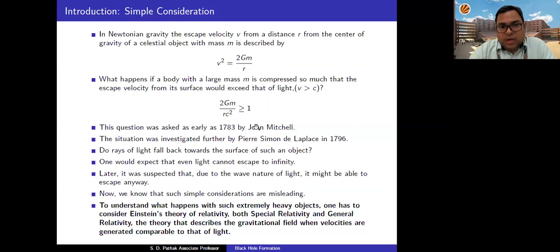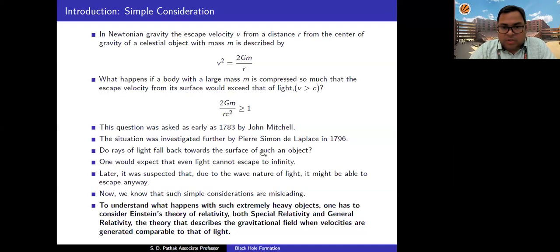Suppose 11.2 kilometer per second were to exceed the speed of light, or be more than the speed of light. Then even light cannot escape from this Earth, right? So that particular radius up to which the escape velocity becomes the speed of light or more than the speed of light, then things will be very interesting and exotic. It's called the black hole technically.